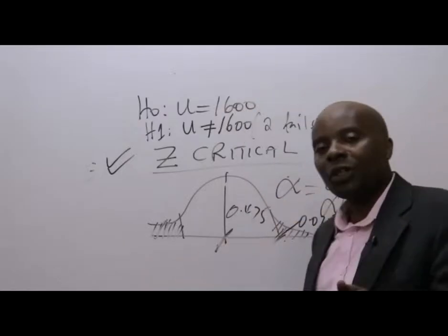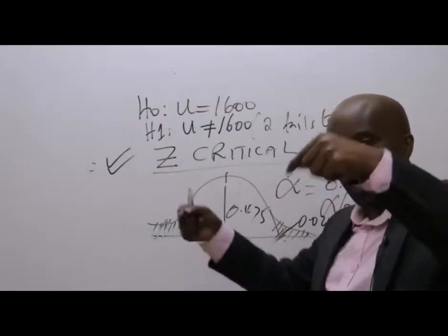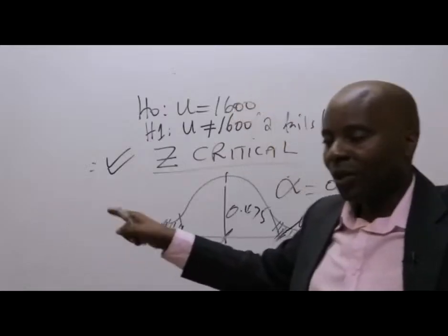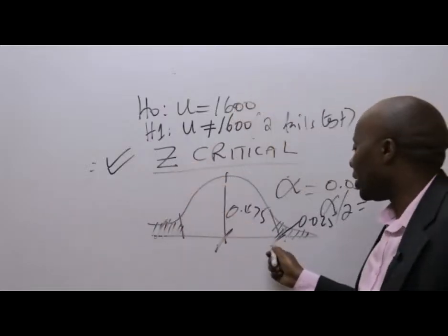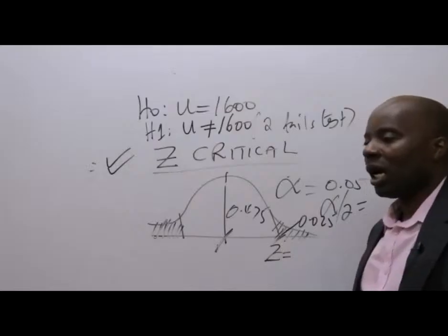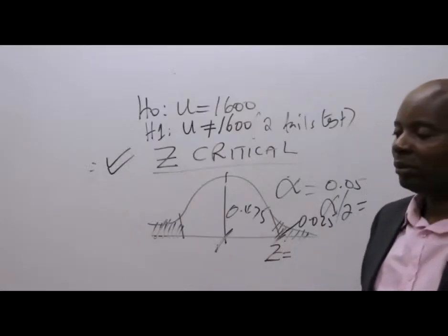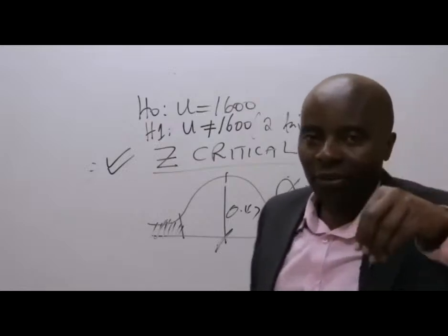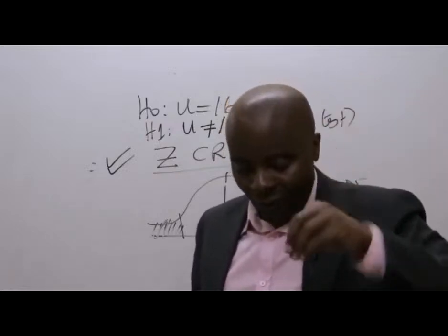Once I get the entry, I need now to use the reverse gear where we get inside the table and read outwards for us to be able to get the Z score. I want the Z score. You go inside the table looking for 0.475.